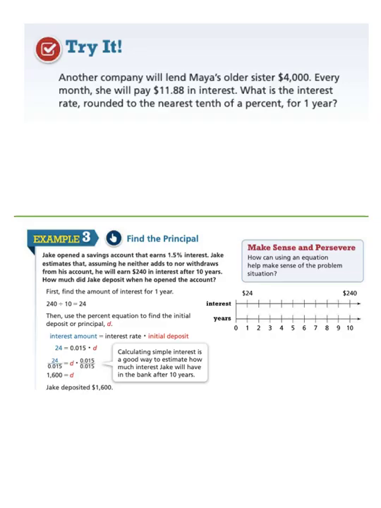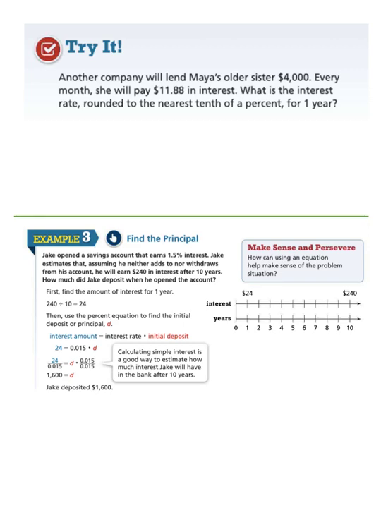So again, here's an example. Pause the video and try it on your own. Another company will lend Maya's older sister $4,000 every month. She will pay $11.88 in interest. What is the interest rate? Round to the nearest 0.1% for 1 year. What are you going to do first?